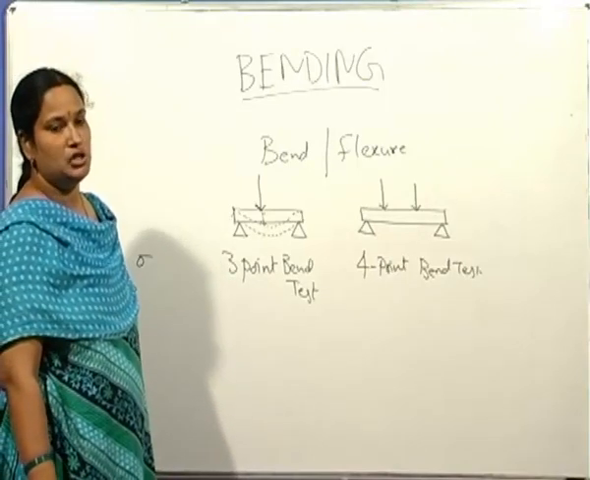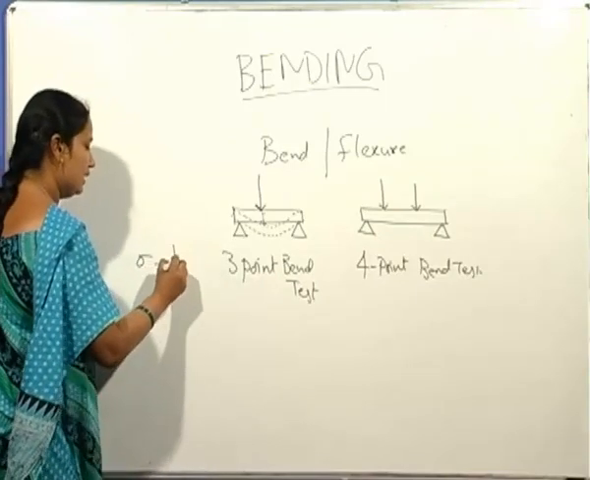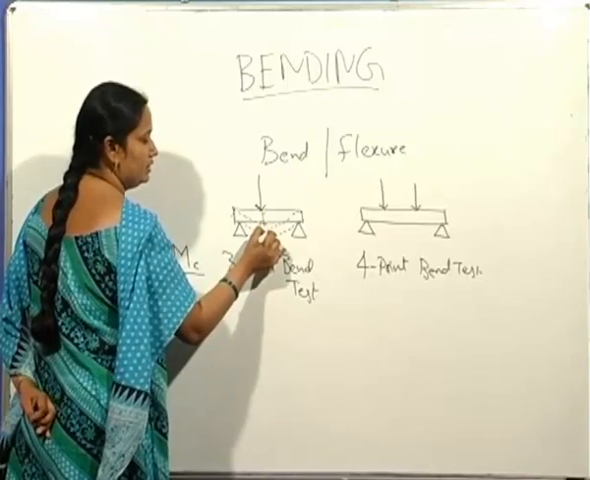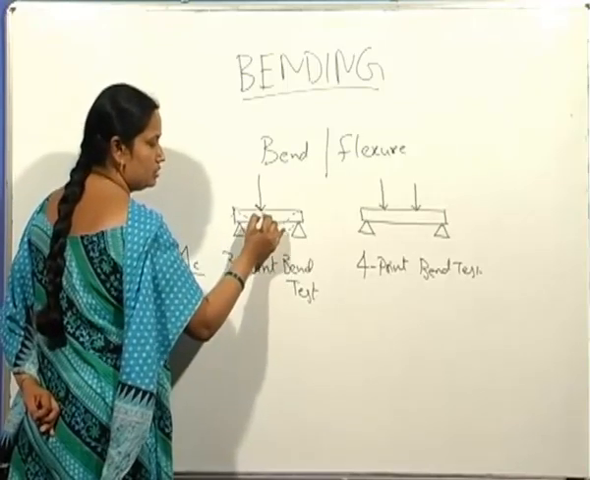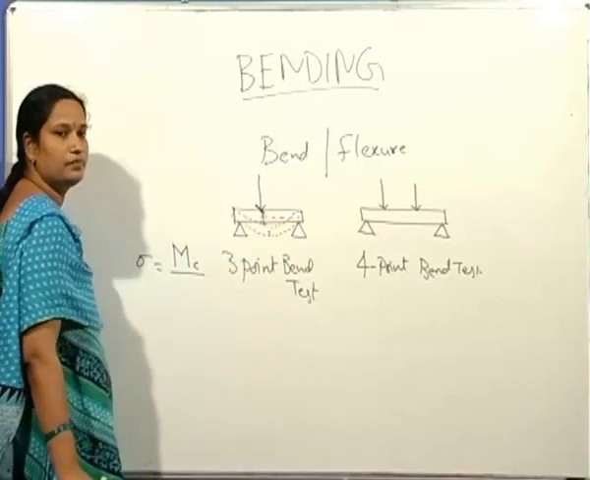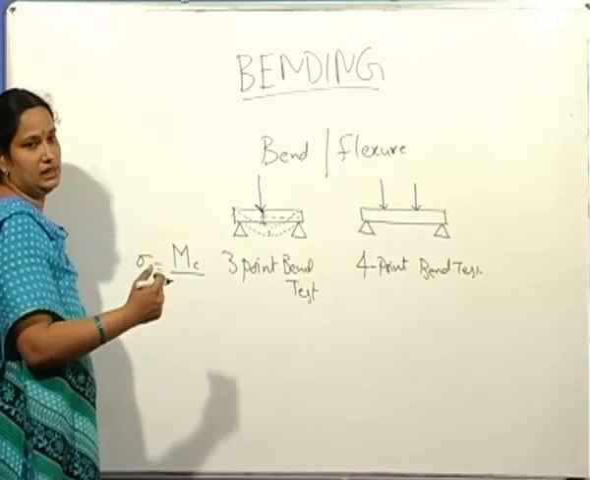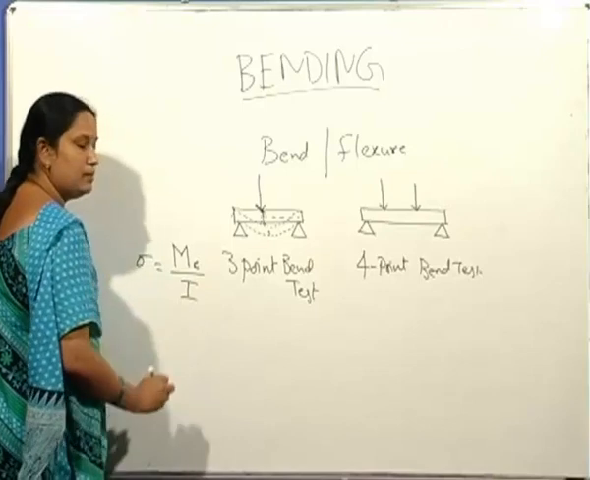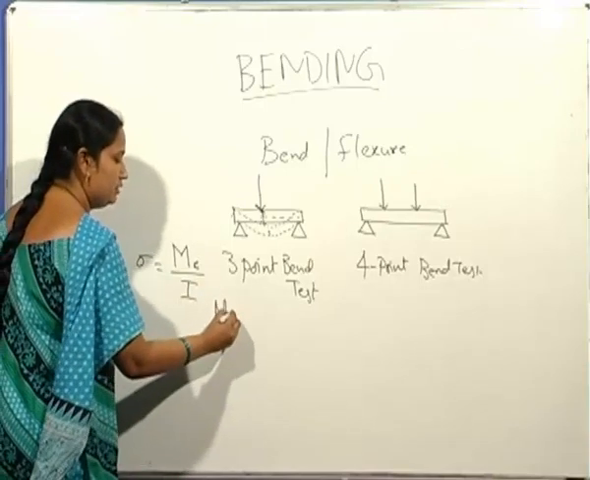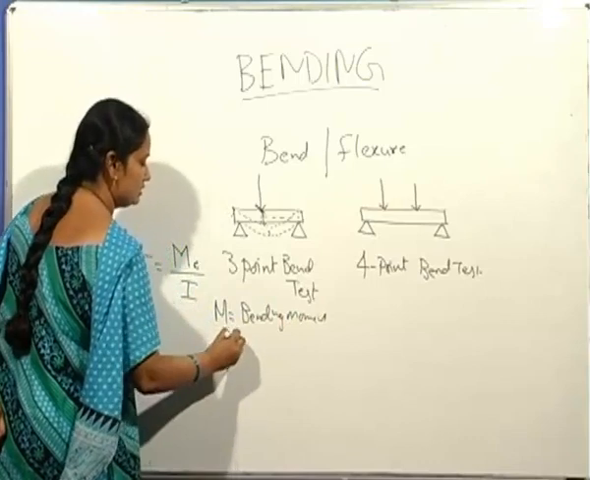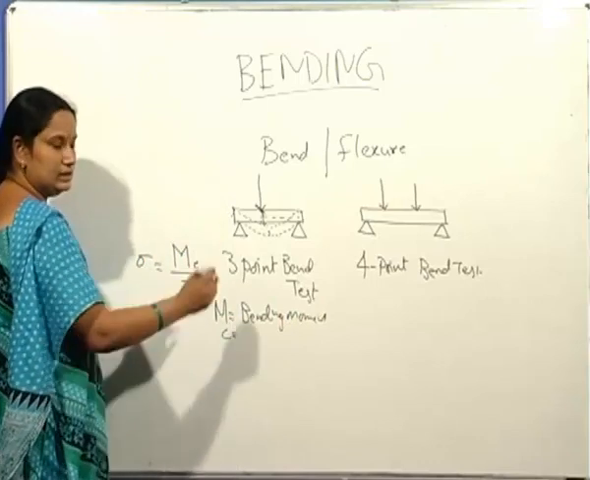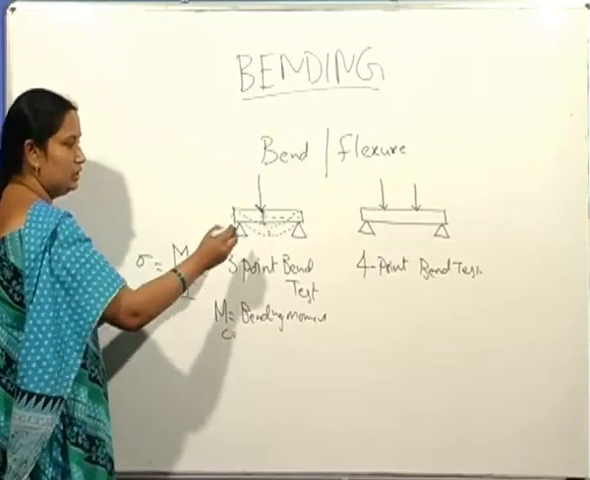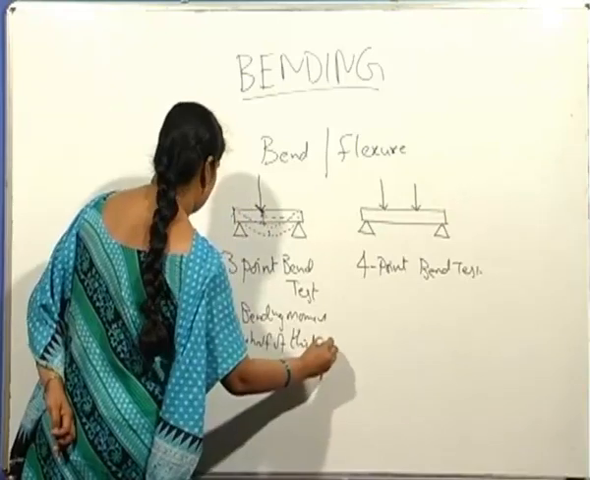It is given by M times C divided by I, where M is the bending moment, C is the distance from the center of the specimen to the surface, or one half of the thickness of the specimen, and I is the moment of inertia.